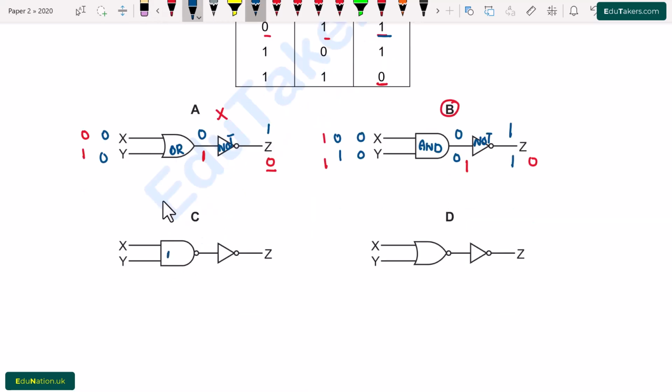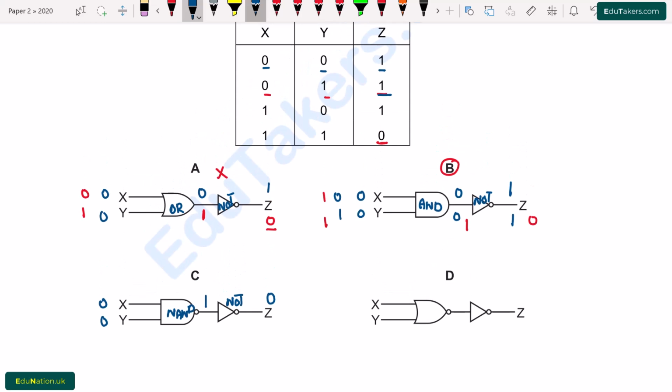Here it is a NAND gate and it is a NOT gate. Here again I consider input 0 and 0. When 0 and 0 combine by the NAND gate, here will be output 1. And when I apply NOT over it, here it will be 0. But in the case of the 0, 0 combination, the output is 1.